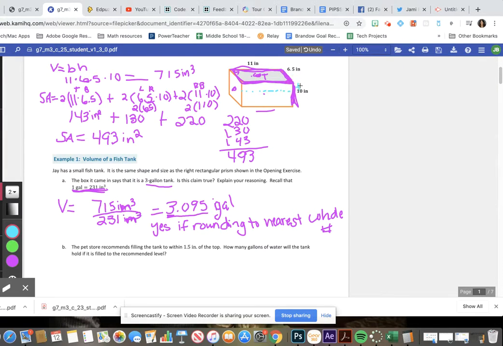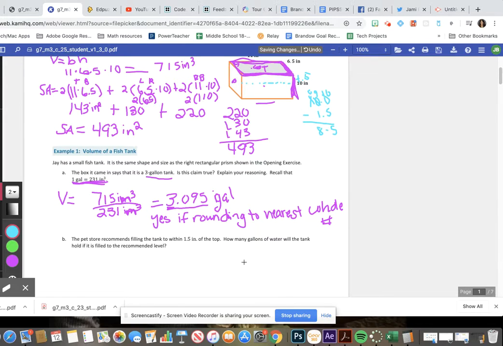So 1.5. So if it can go all the way to 10 inches, minus that 1.5 from the top would be, borrow all the way across. This is 0, 9, 10. So this would be 5.5, 8.5.